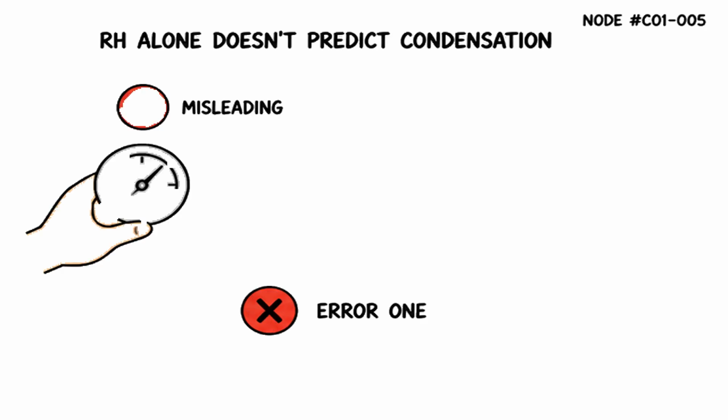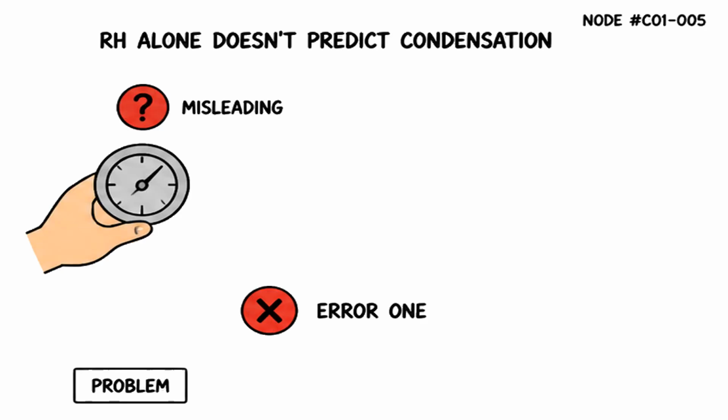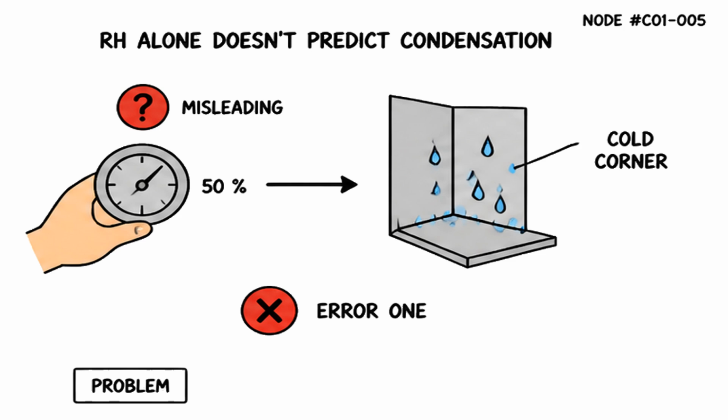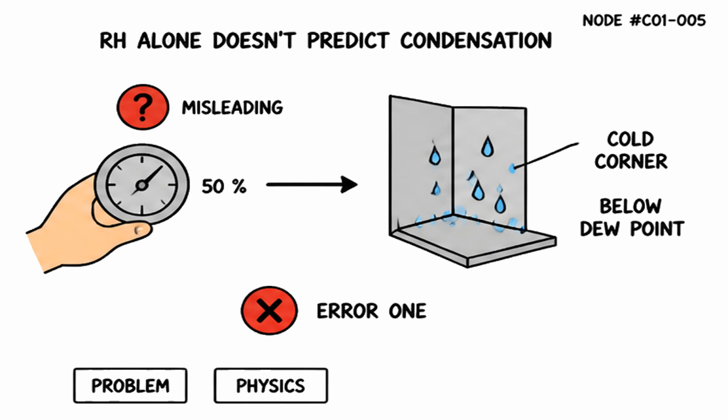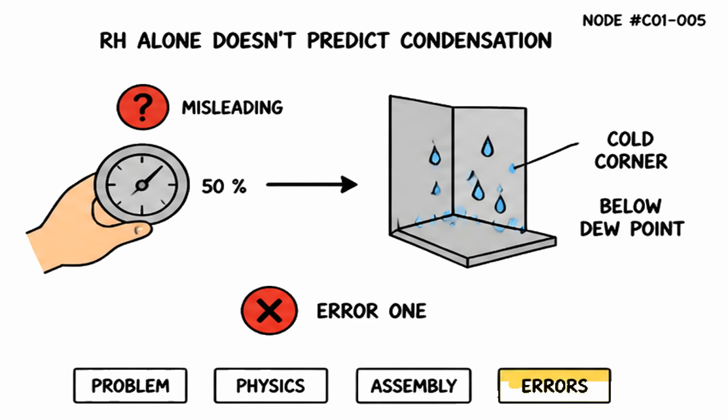Error 1. Reading only the humidity percentage. A safe 50% tells you nothing about whether a cold surface nearby is already below the dew point. The number people quote and the number that decides condensation are not the same number.